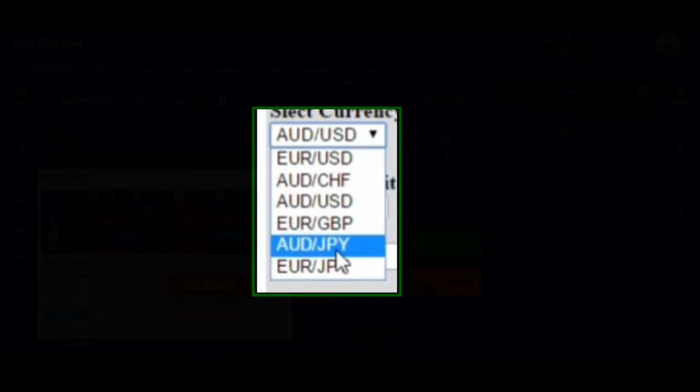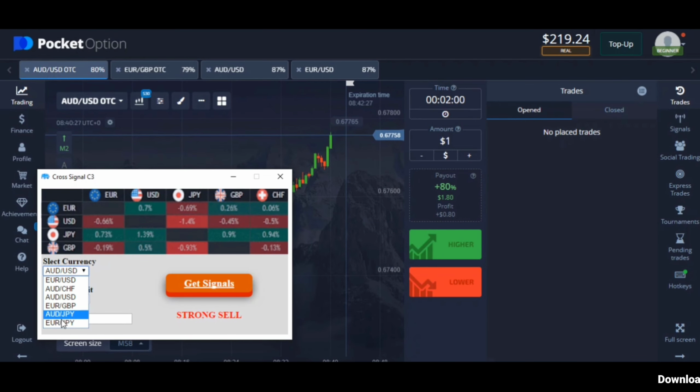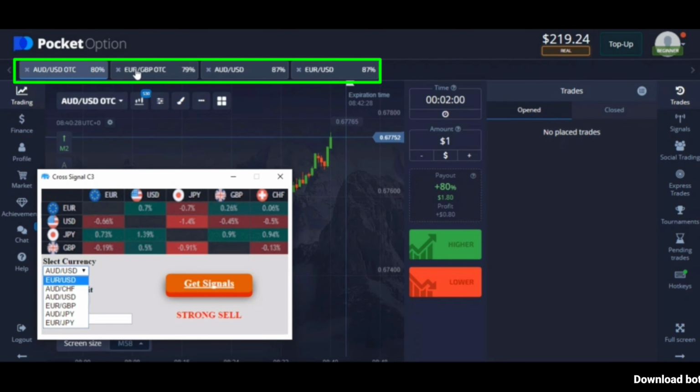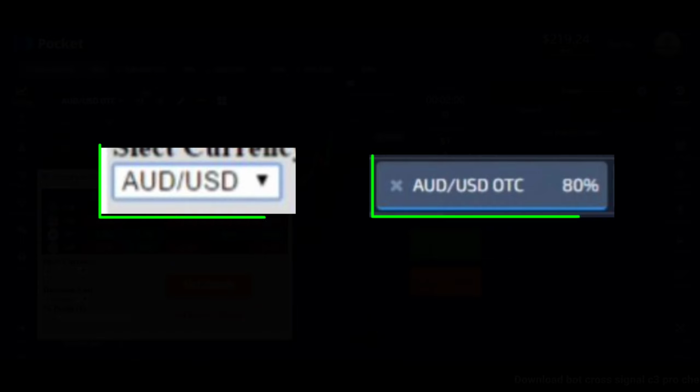All the Cross Pro bot markets that you can use in this trade. The Pocket Option market that I chose in this trade. Make sure the market you choose in this trade is already available in the Cross Pro signal bot. Then equate the Pocket Option market with the Cross Pro bot market.